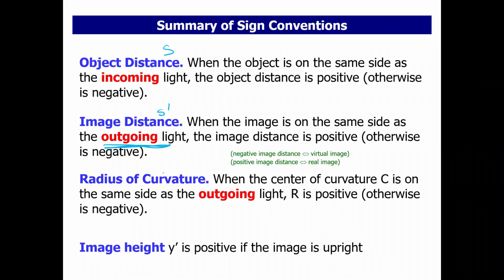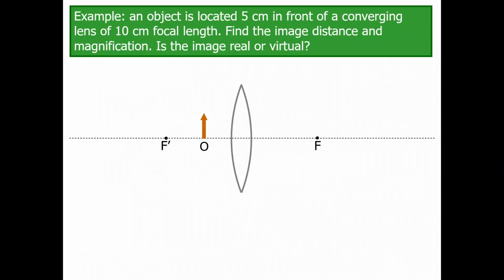The radius of curvature, and then therefore your focal point: when the center of curvature is on the same side as the outgoing light, R is positive, otherwise it's negative. And then our image height Y prime is positive if the image is upright, and it would be negative if the image is inverted.